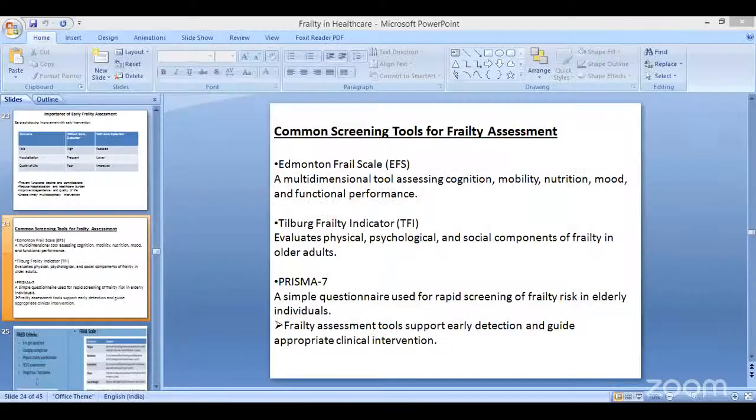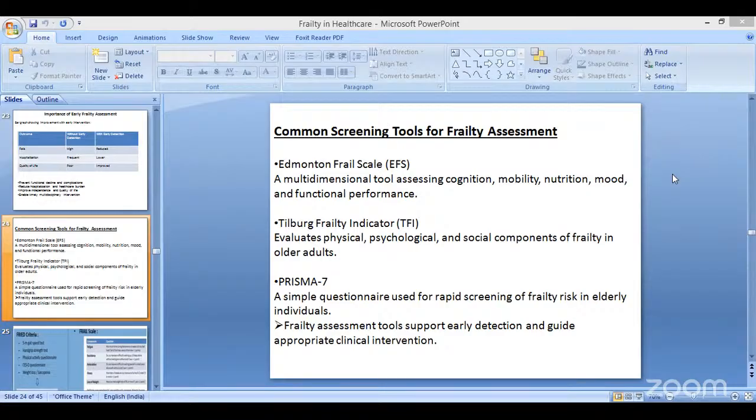Hello? Can you hear me? Can you see my screen? Can I share my screen one more time? Okay, let me share. Can you see? Yes. Can you hear me? Yeah, clearly. Okay. Go ahead.